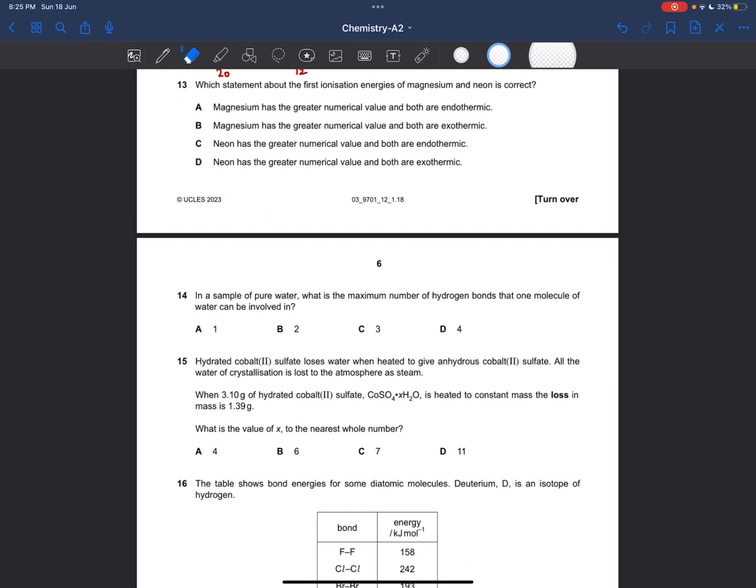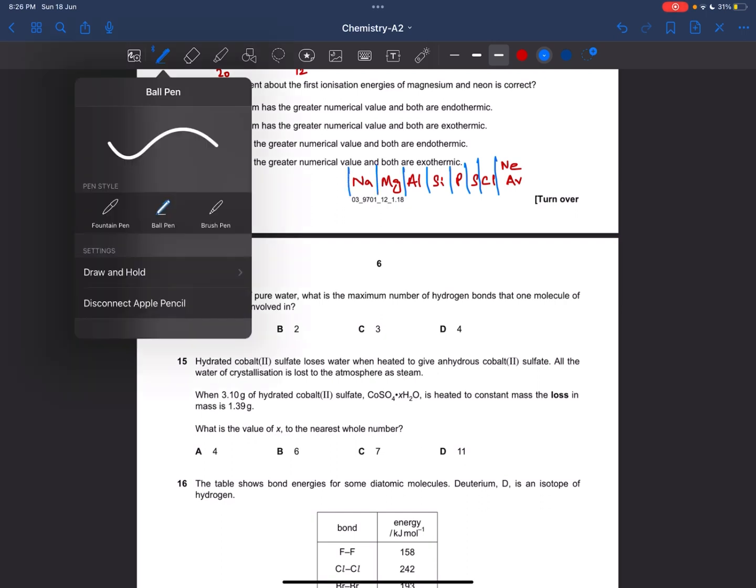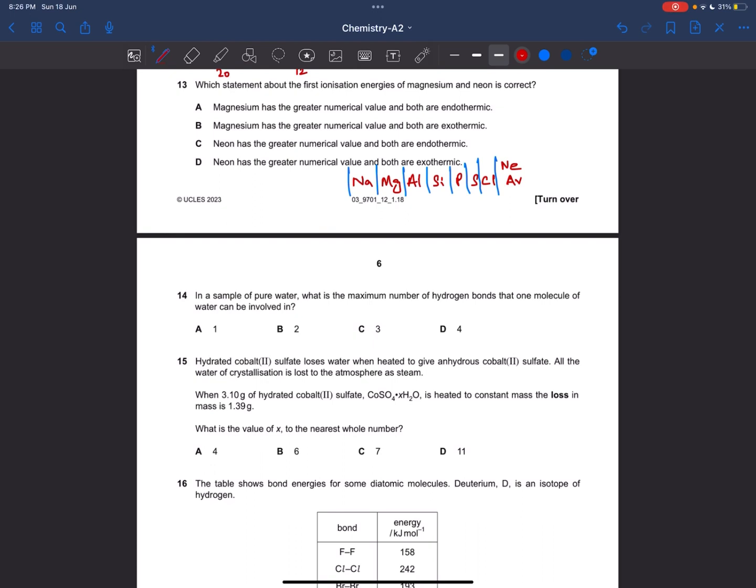Okay, so let's make the periodic table in a simple rough manner. Here we have neon at the last, and we have Na, Mg, Al, Si, P, S, Cl, and here we have Ar. Okay, so basically it is like this. If you look at this, it says which has a greater ionization energy of magnesium.